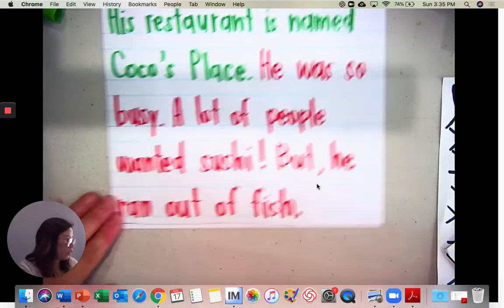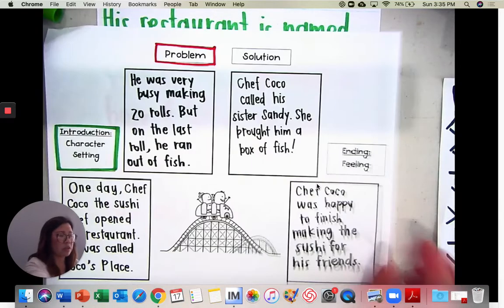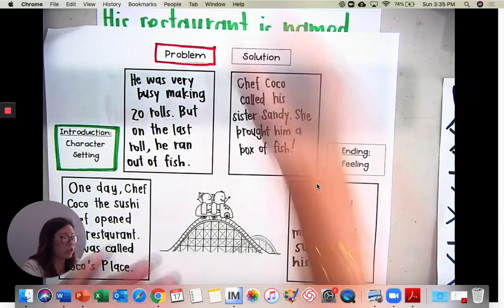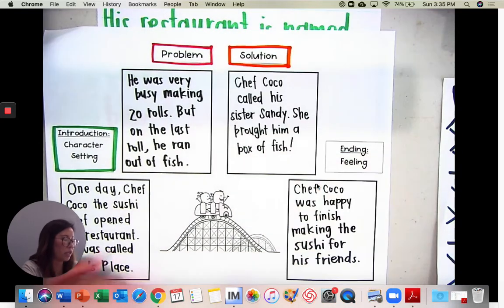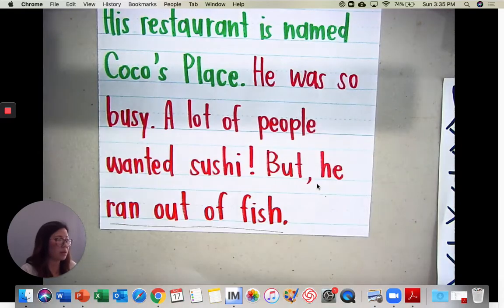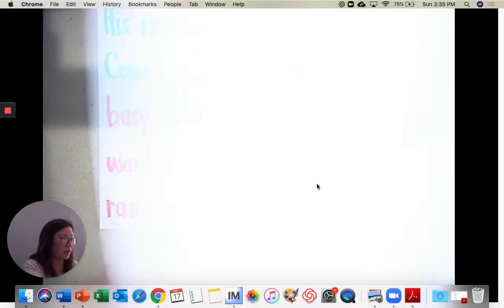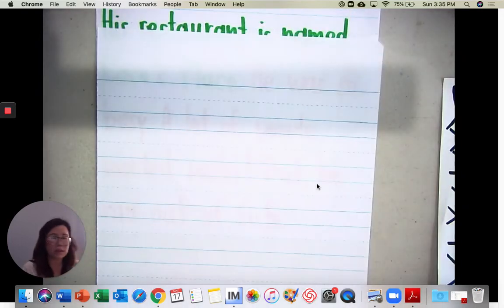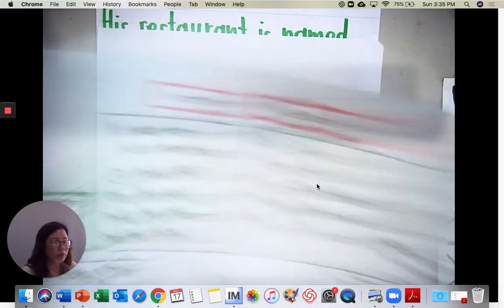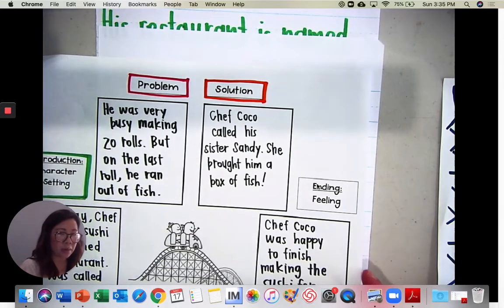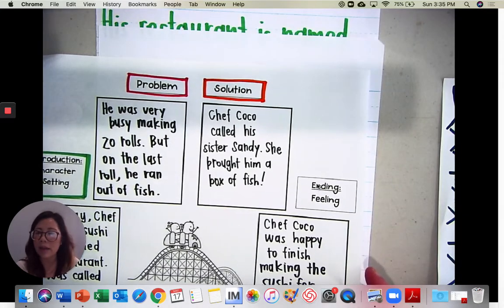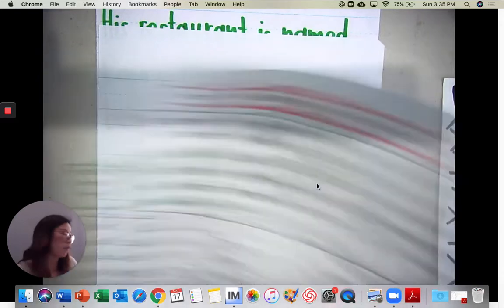So now when I go to my story roller coaster in orange, I'm going to talk about what the solution is. What is Chef Coco going to do to solve his problem? Okay, so I'm going to get a new piece of paper because I'm running out of room, and now I'm going to talk about the solution. And in my story roller coaster, I said he called his sister Sandy, and she brought him a box of fish. And I kind of still like that idea, so I'm going to continue that on with my writing.